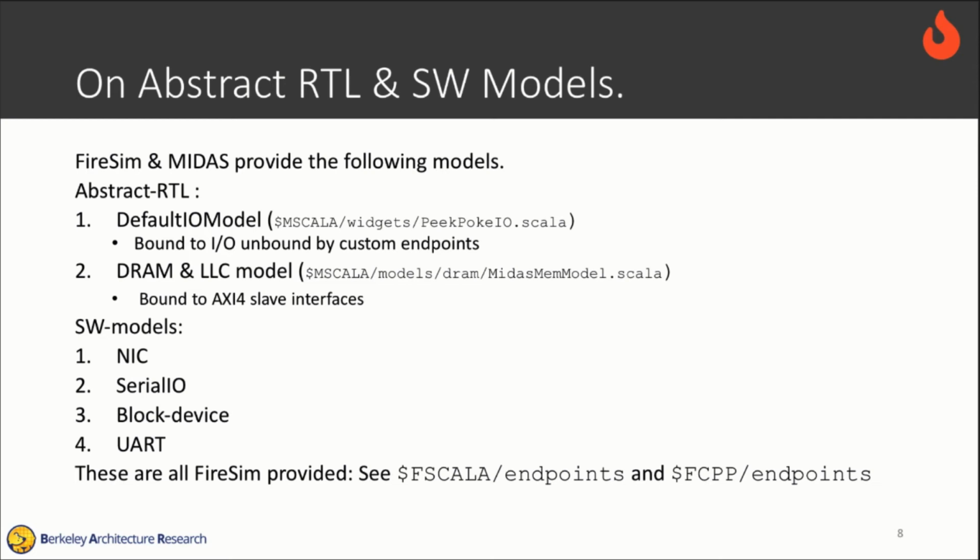And so all of these software models below, which are provided by FireSim, have their own endpoint which does something clever with the tokens coming off the target so that we can achieve good simulation throughput. And this includes a NIC, serial I/O, which is transport for FESVR, a block device model, and UART. And yeah, all of these things live in F-Scala endpoints and FCVP endpoints. And I look at UART, which is probably the most simple example.